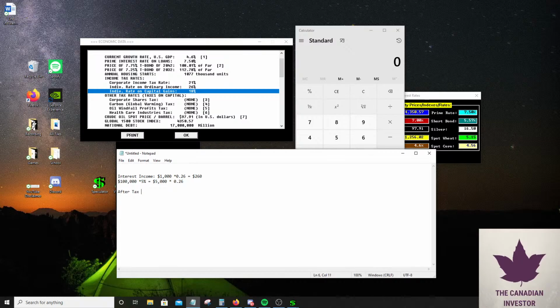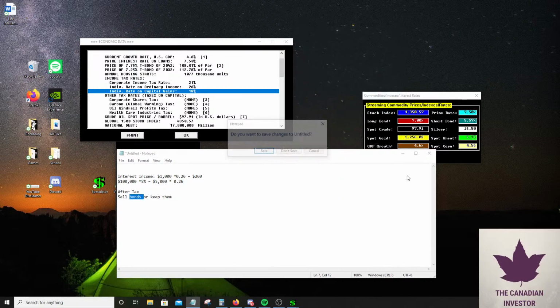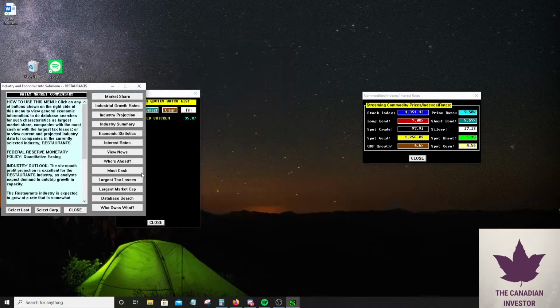So we're going to make most of our decisions based on after tax. We have to do a bit of analysis on whether it's better to sell bonds or keep them. In some cases it makes more sense to sell your bonds, sometimes it makes more sense to keep them. But in this case, with the difficulty being higher, I think it makes more sense to sell the bonds because we'll make a capital gain. Well, that's enough bickering around with the theory. I think it's about time we get started.